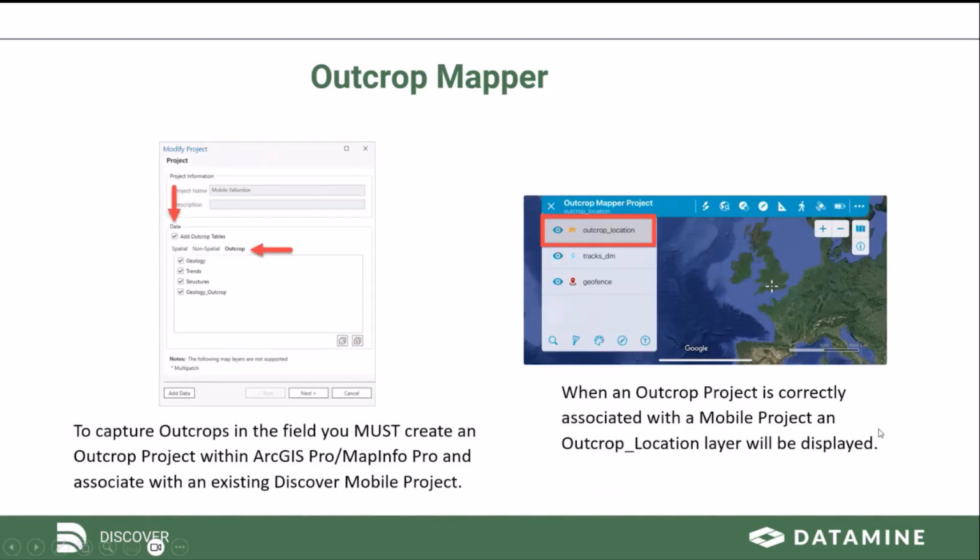Okay, so how do we add an outcrop layer? You have to firstly have an existing mobile project. And then you'll see there's a little outcrop tab when you go to modify or create a project. And then you can select the layers or those templates from the outcrop. Once you've got an outcrop project associated with a mobile project, you get an extra layer called outcrop location. That's where you capture a point and then it goes into the whole outcrop tool, which there's a quick little video on.